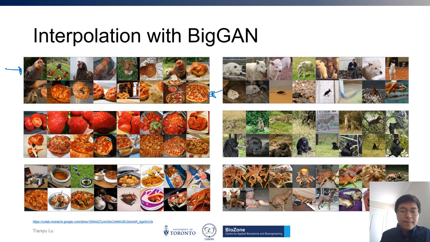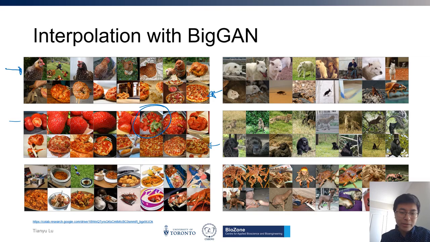Just to look at some of the other images, you can make strawberries, pizza topped with strawberries. What's so interesting here is that the model realized that, to look at the distribution of pepperonis on the pizza, you would need more than one strawberry. Then you have multiple strawberries.